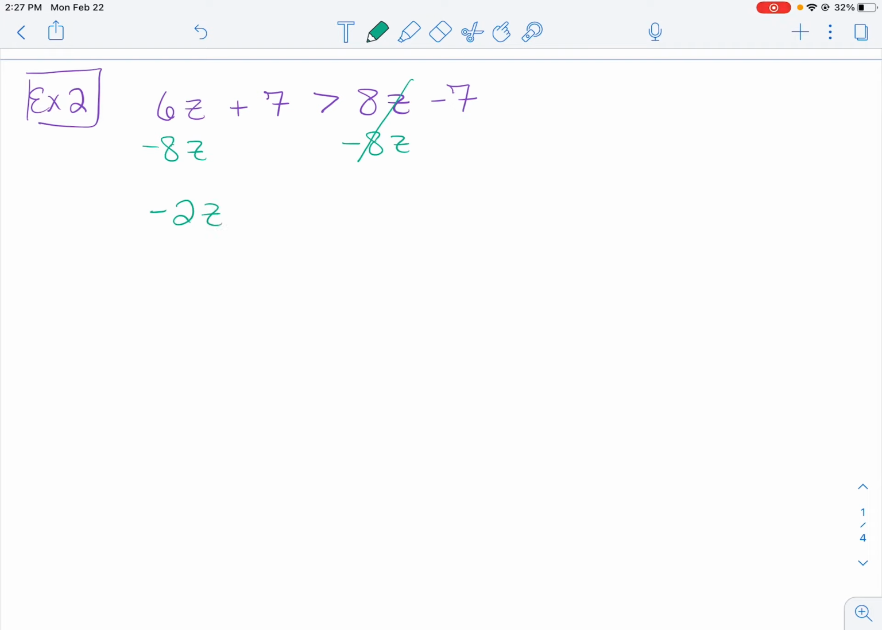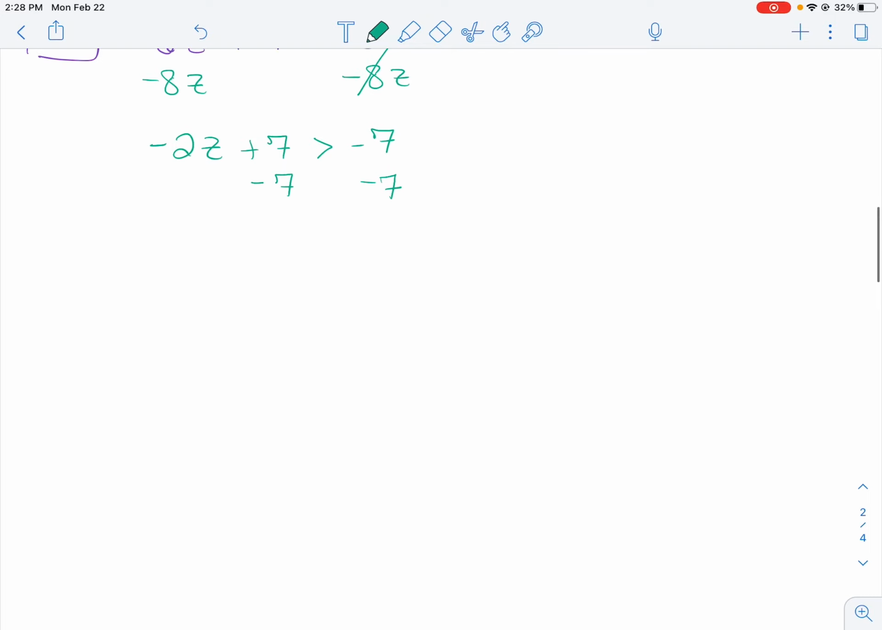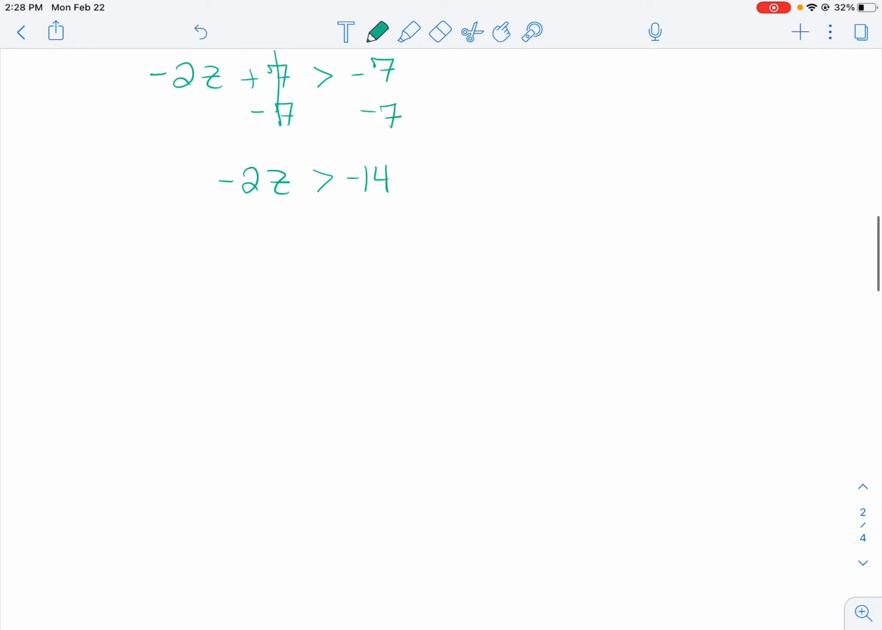So negative 2z plus 7 is greater than negative 7. And then to get z by itself, now I need to move the plus 7 to the right because we want to get rid of our addition or subtraction first. Those cancel, so negative 2z is greater than negative 14. And then the last step would be dividing by negative 2. So we end up with z and positive 7.